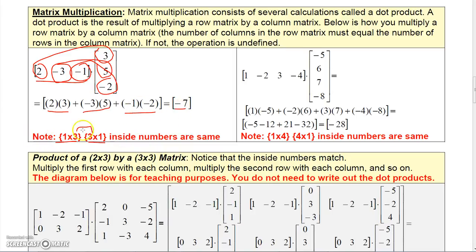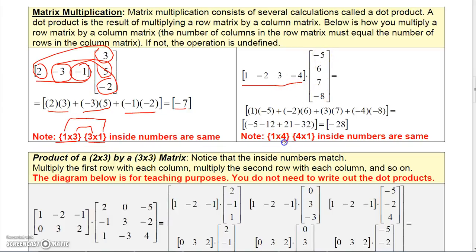Now notice that this is basically a 1 by 1 matrix as the result. And anytime you multiply a row by a column, the result is going to be just a 1 by 1, or a single entry. Okay, here's another one. You can do this one on your own. Give it a shot. Multiply this row by this column.